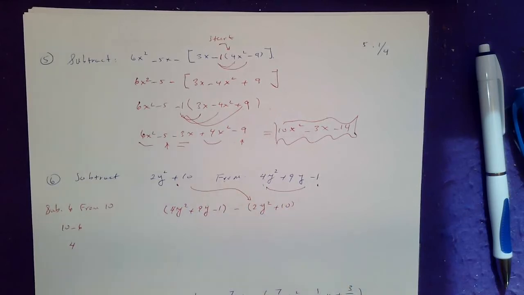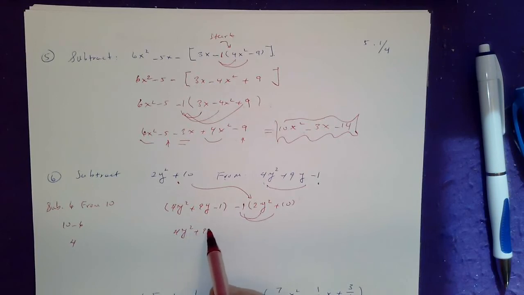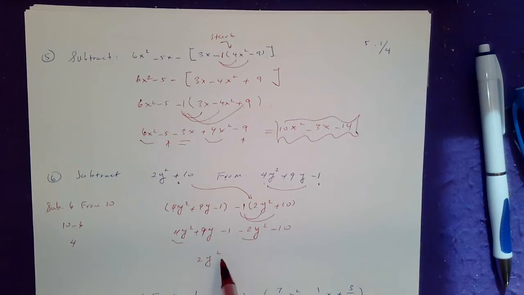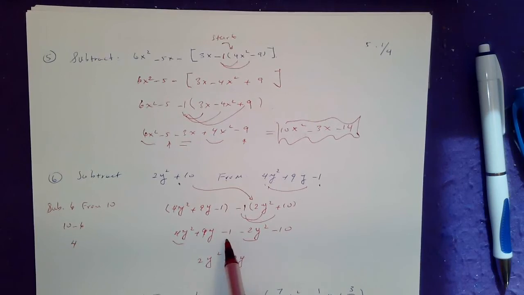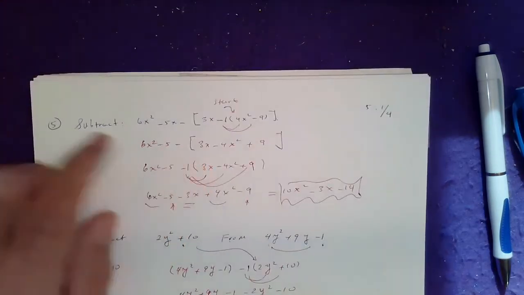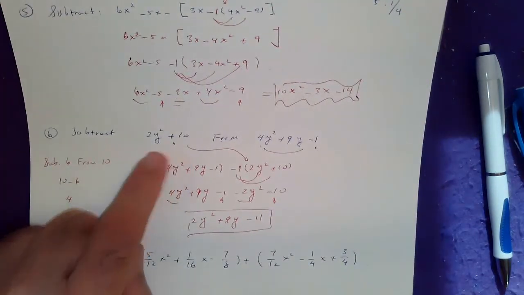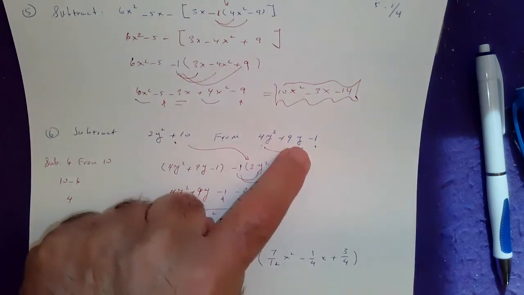Notice this one goes second. So now I'm just going to distribute the minus. So that's 4y squared plus 9y minus 1 minus 2y squared minus 10. Combine the like terms, you get 2y squared plus 9y, and then you add the constants, negative 11. So be careful. Sometimes instead of giving you the problem in this format, they may give you the subtraction in words, like subtract this from this. So that's basically how you do it.